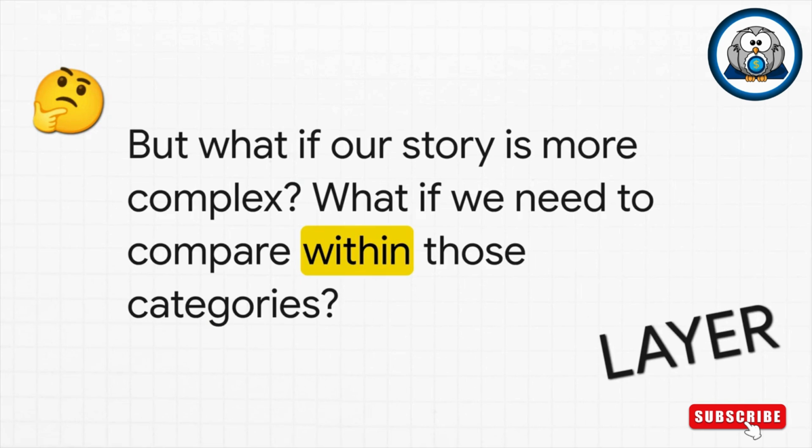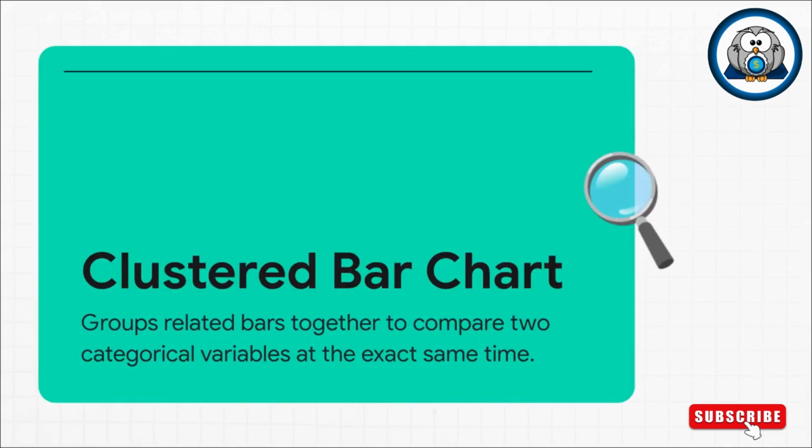Okay, so that's perfect for a simple comparison. But life isn't always that simple, is it? What happens when the story has another layer? What if we need to compare things within each of those groups? For that, we level up. We use what's called a clustered bar chart.